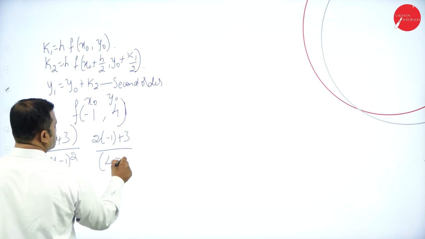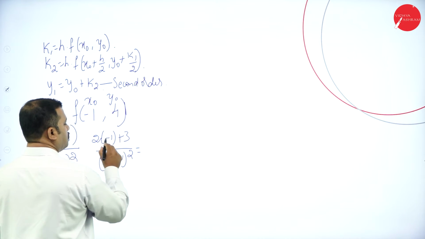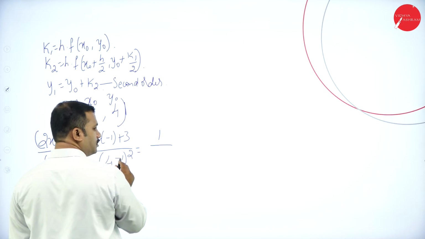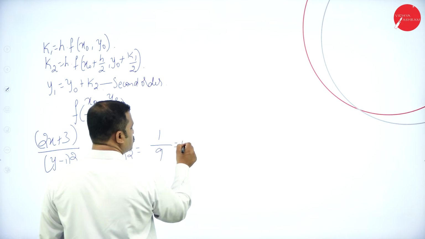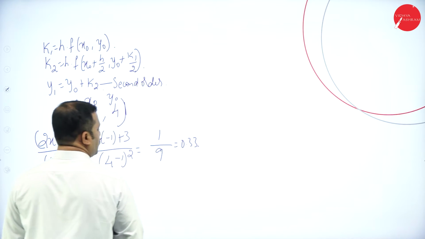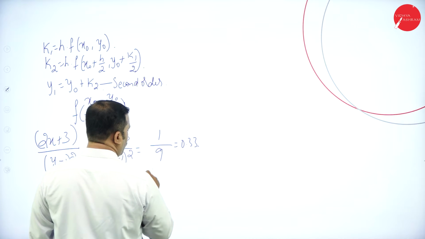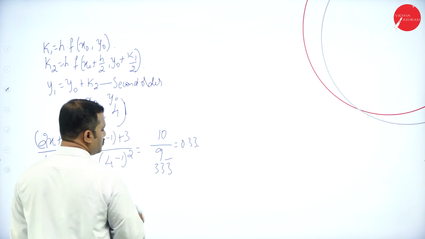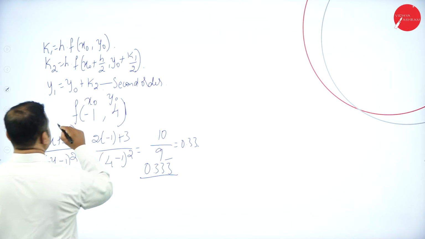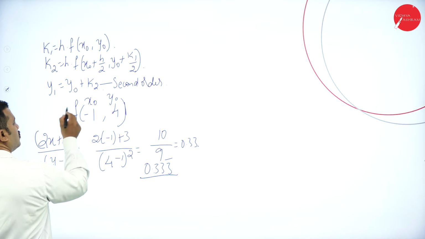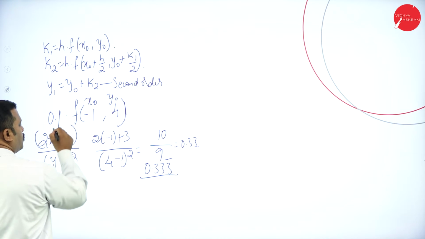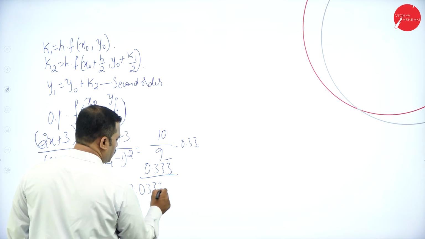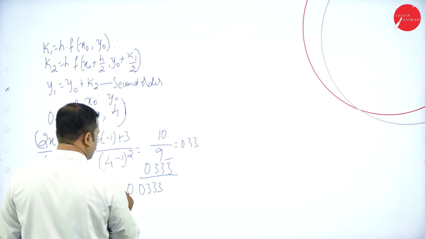That is 4 minus 1 whole square, which is equal to -2 plus 3, that is 1, divided by 4 minus 1, 3. 3 whole square is 9. That is equal to 0.33. If I further simplify this, I get 0.11, the 3s are 27, this is recurring. So 0.33 is the value of this. So 0.33 into step size is what? 0.1. H is equal to 0.1. So 0.1 into 0.33, we have 0.0333. That is the value of K1.